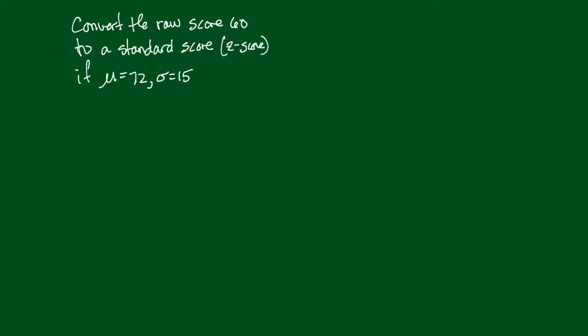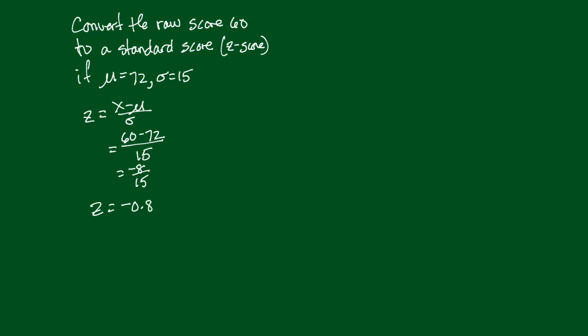Here's an example again. Let's convert the raw score, an x score of 60, to a standard score. We converted the mean, all the means convert to 0, but what if we have x equal to 60? I'm going to use the conversion formula, x minus mu over sigma. Our raw score is 60, minus the mean, 72, divided by the standard deviation, 15. So I've got negative 8 over 15, and our z-score is equal to negative 0.8.